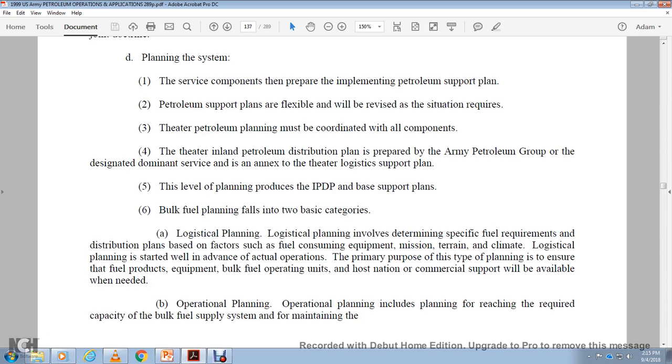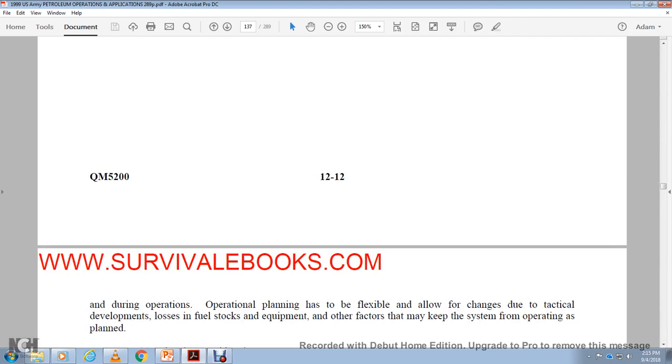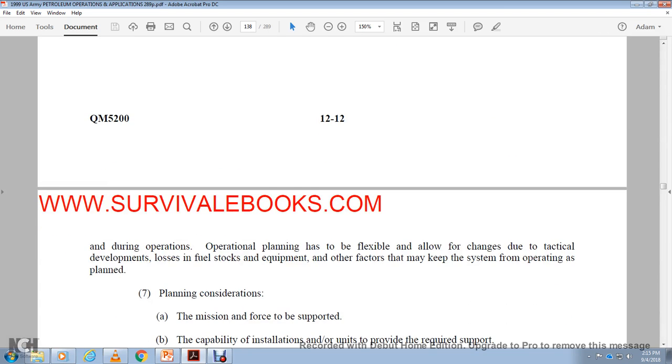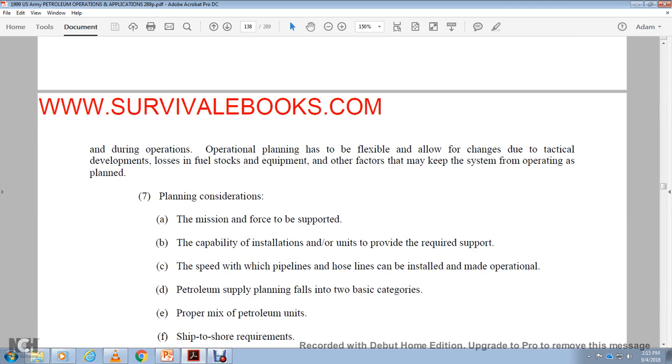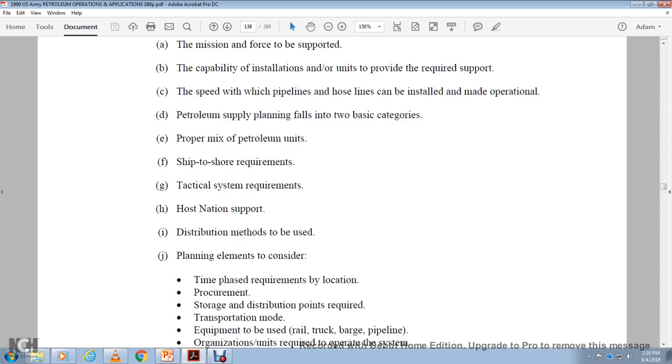B. Operational planning. Operational planning includes planning for each required capacity of the bulk fuel supply system and maintaining it during the operation. Operational planning has to be flexible, able to adapt to tactical developments, loss of fuel stock, equipment, and other factors. Consideration is given to the mission forces to be supported and the capability of installed units to provide the required support, as well as the speed at which pipelines and hose lines are installed. Petroleum supply planning falls within two basic categories: the proper mix of petroleum and shipping requirements, the tactical system, and the host nation support distribution method to be used.